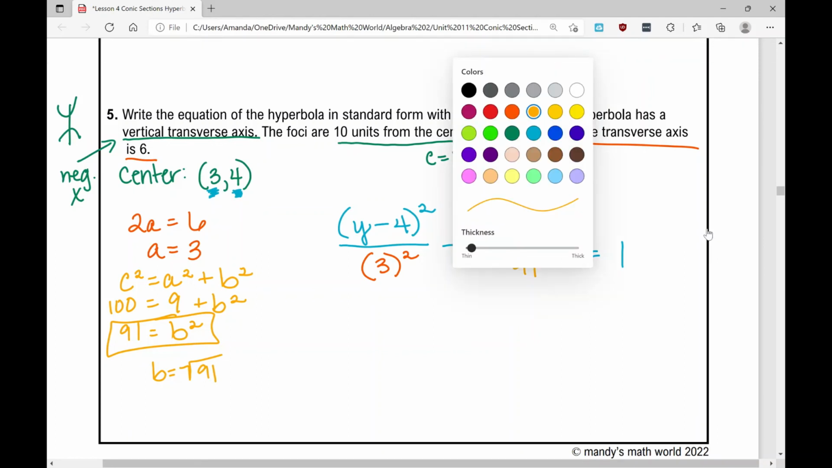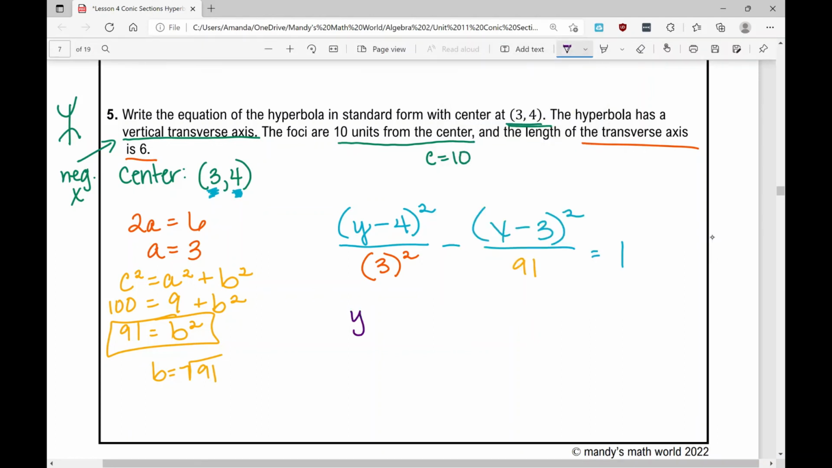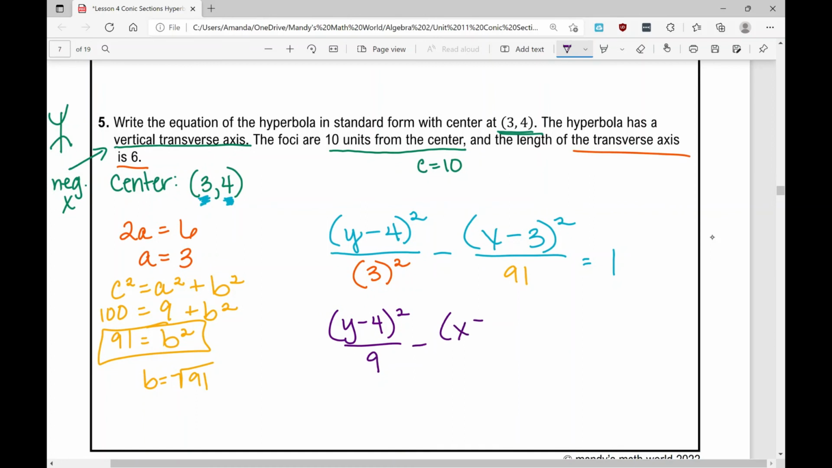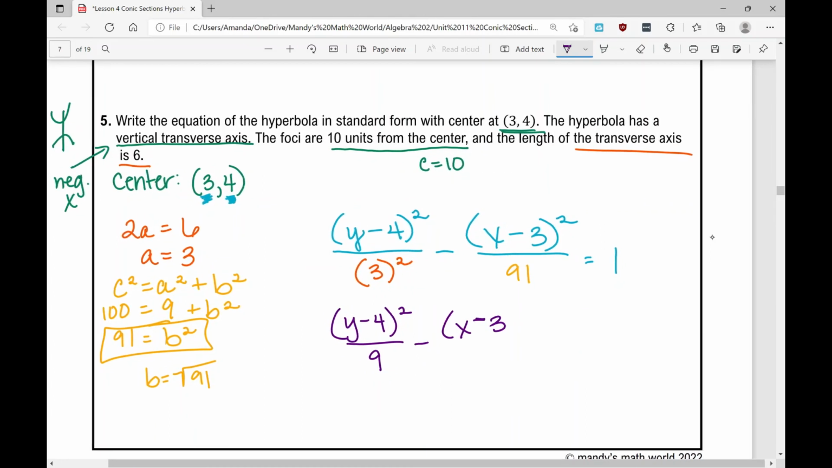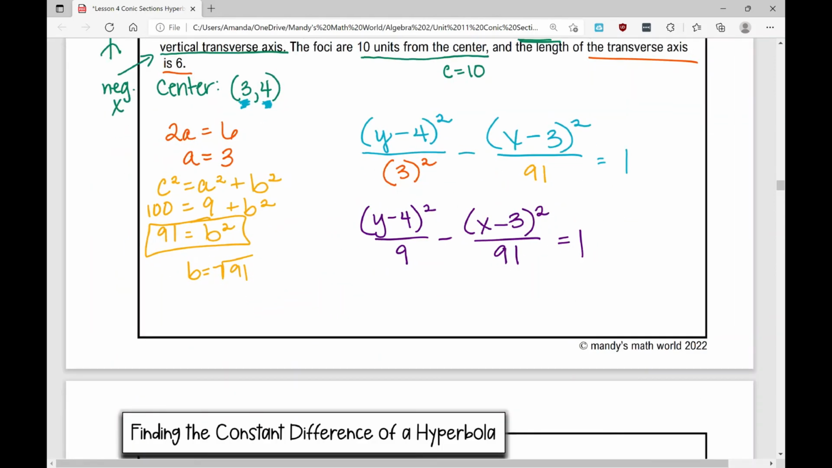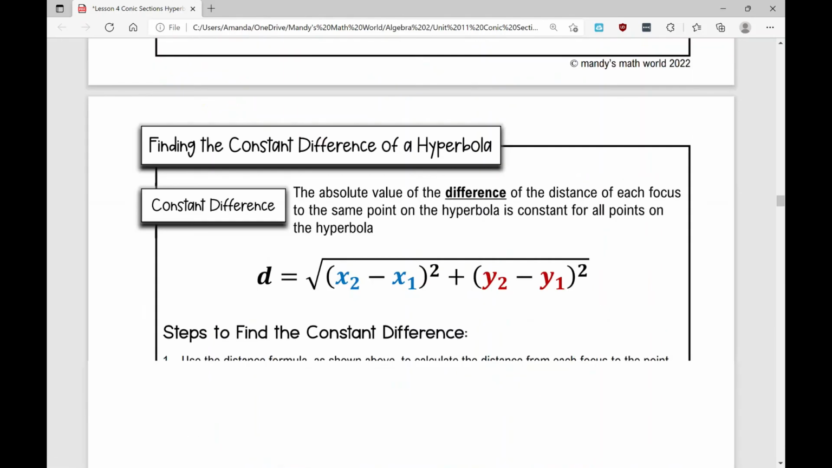So let's rewrite this equation. (y minus 4) squared over 9 minus (x minus 3) squared over 91 equals 1. And there's the equation of this hyperbola. So let's move on to our constant difference. This is the last thing that we'll do today. We only have one more problem to do, but it's finding the constant difference of a hyperbola.